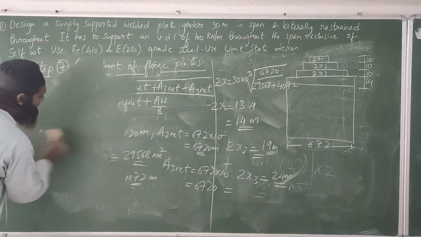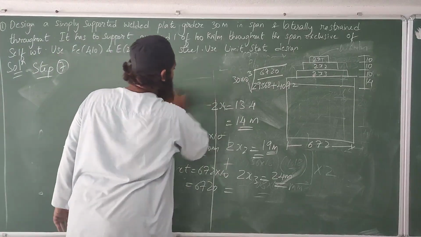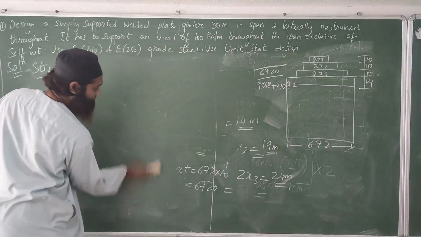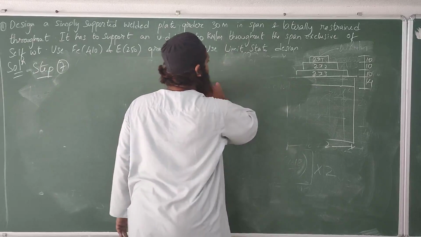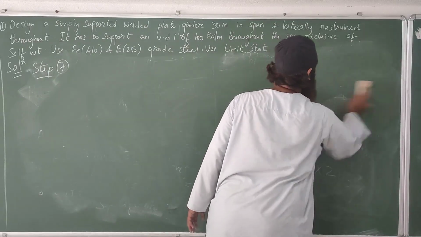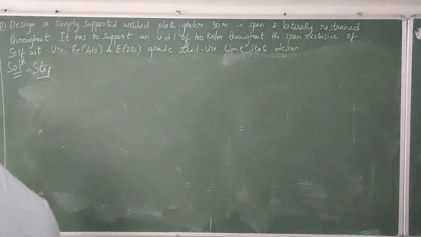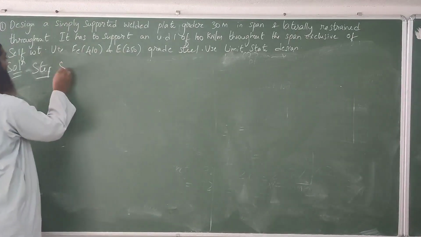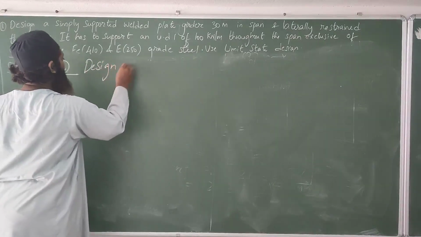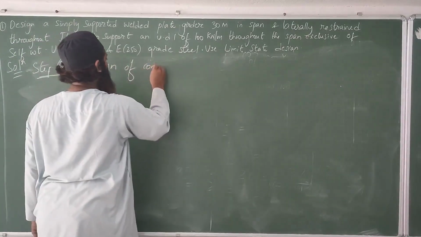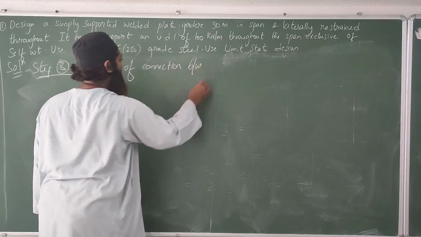We still have only 2 steps left, and with these 2 steps we can complete the problem. You all can be patient as this problem carries 15 marks. It is very important. Let's see step 8. We'll have to see the design of connection between flange and web.